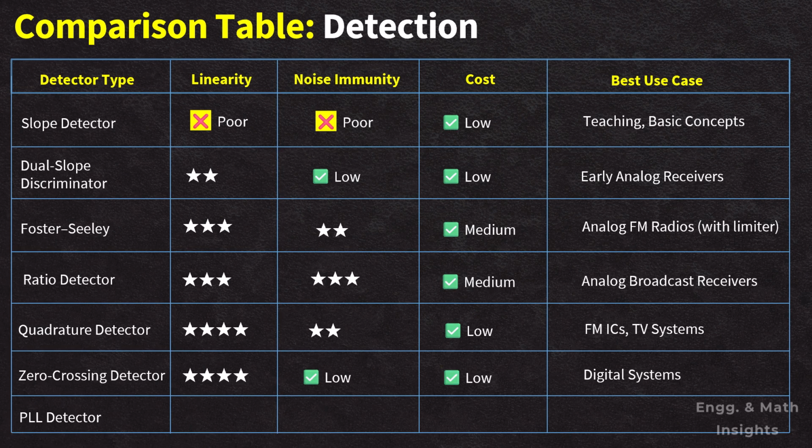Finally, we have the PLL detector, which offers better linearity and noise immunity than the other ones. Its cost is medium and it is used in modern SDR and digital FM. For frequency modulation detection, PLL based systems offer top tier performance, especially in noisy environments and SDR application. Ratio and quadrature detectors are great for analog and integrated designs, while slope detectors are mostly educational.